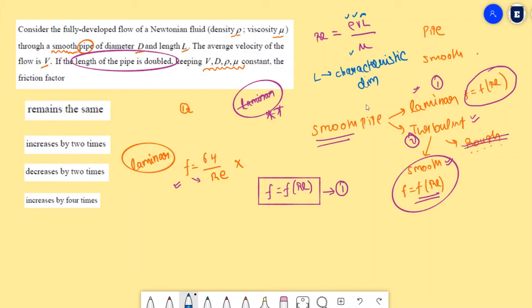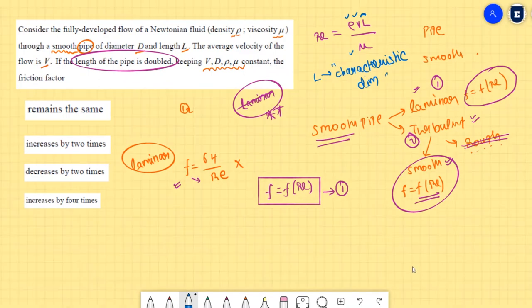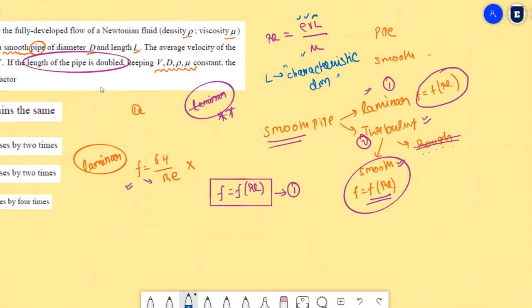Suppose you didn't understand this properly, or you don't know that L is a characteristic dimension, then what is the possible mistake you would have made? As they said the length of the pipe is doubled, you would have taken the initial Reynolds number as depending only on length, and the final Reynolds number proportional to 2 times the length.